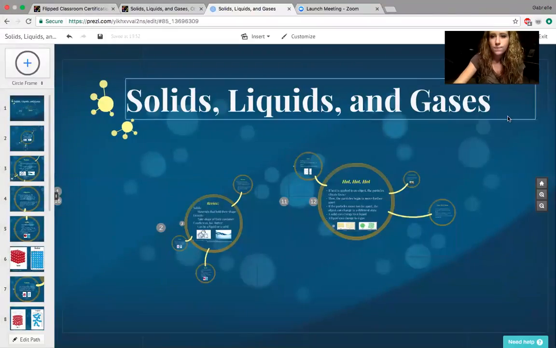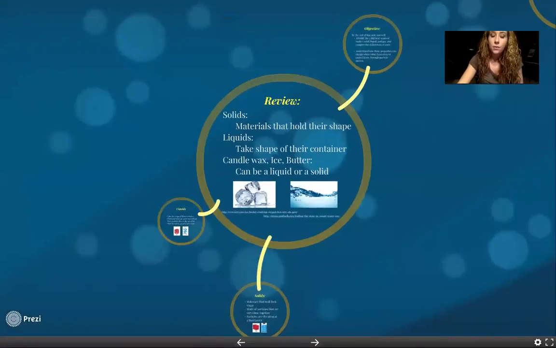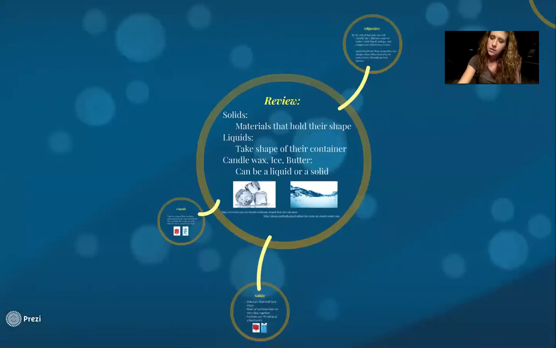For this lesson, we're going to talk about solids, liquids, and gases. So, you all learned in second grade about the differences between solids and liquids. We know that solids are materials that hold their shape. This can be rocks or pencils, books, anything that is hard and has a definite shape. Liquids take the shape of their container. If I have water and pour it into a glass, it's going to take the shape of that glass.